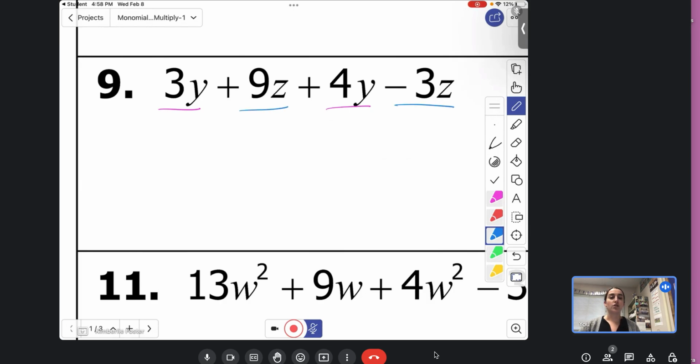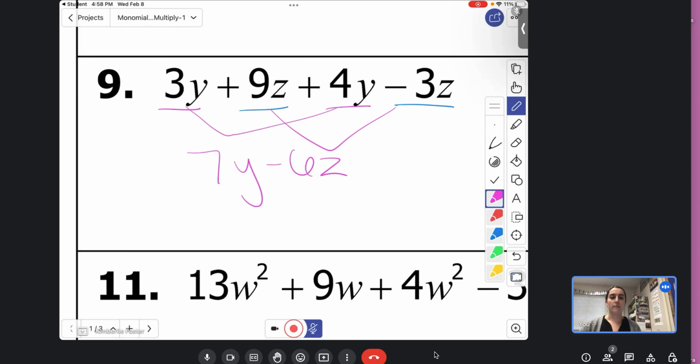Please make sure you pay attention to the signs in the front. A common mistake while combining 9z and 3z would be to put 12. Okay, but it's 9 minus 3. So there's a negative in front, minus, negative, same thing. So 3y plus 4y here is going to give me 7y. 9z minus 3z is 6z.